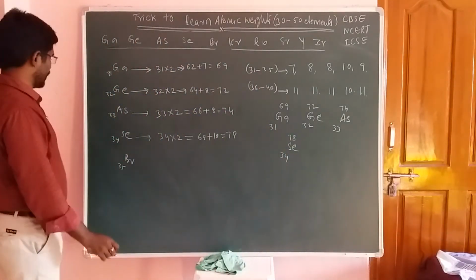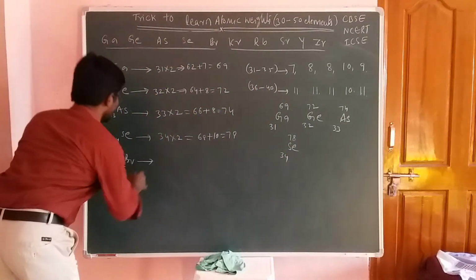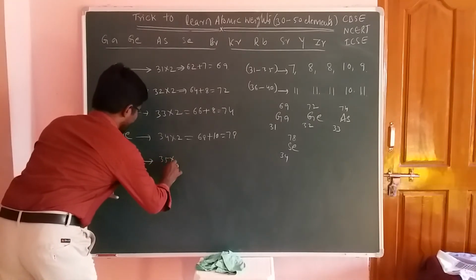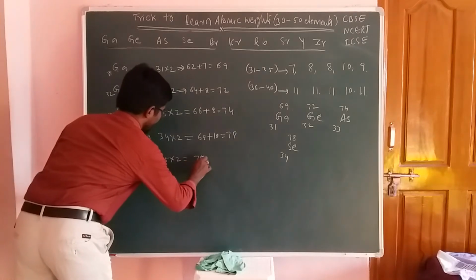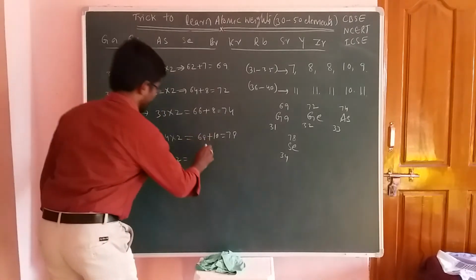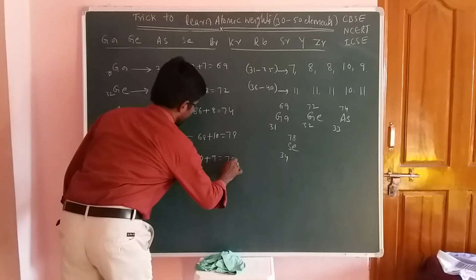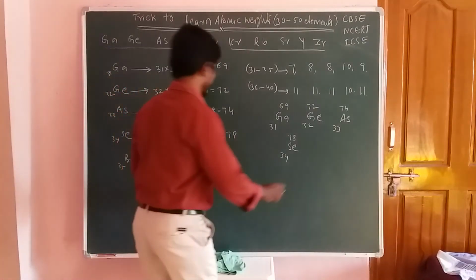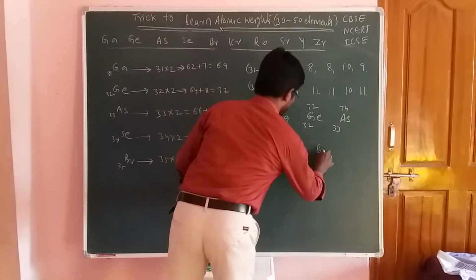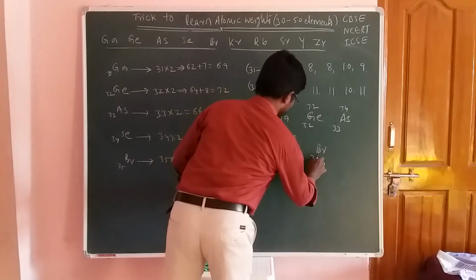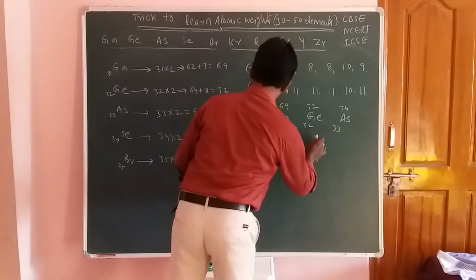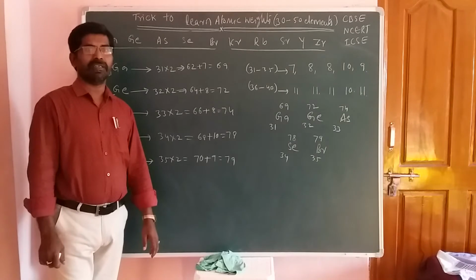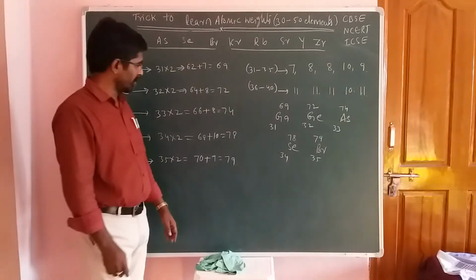Okay, so it's 78, and the next one is bromine. Bromine is 35 times 2, which is 70, and then you should add 9. So its atomic weight is 79. Okay students, bromine has atomic number 35 and atomic weight 79. So these are the atomic numbers and atomic weights of those elements.